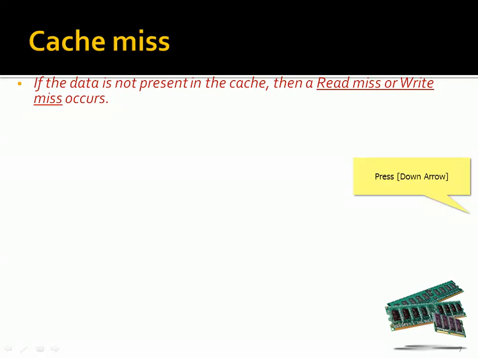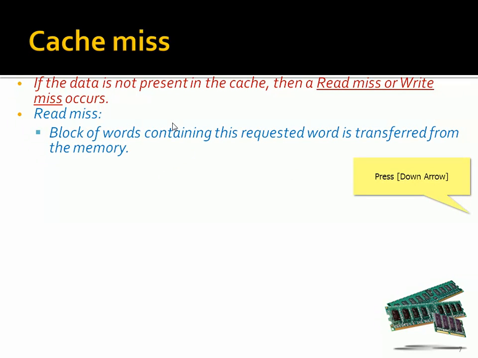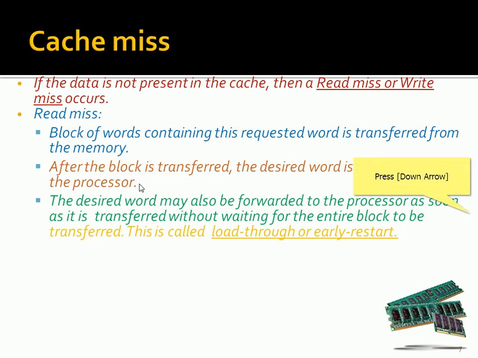If the data is not present in the cache, then a read miss or write miss occurs. For a read miss, the block of words containing the requested word is transferred from the memory. After the block is transferred, the interested word is forwarded to the processor. So the entire block is transferred, but out of that block only the desired word is forwarded to the processor. The desired word may also be forwarded as soon as it is transferred, without waiting for the entire block.